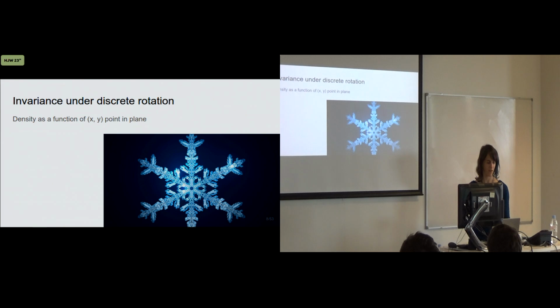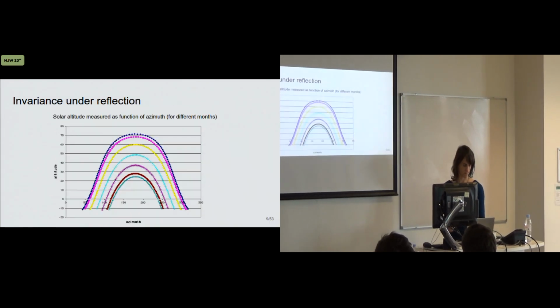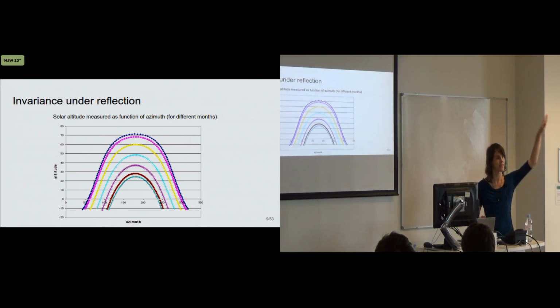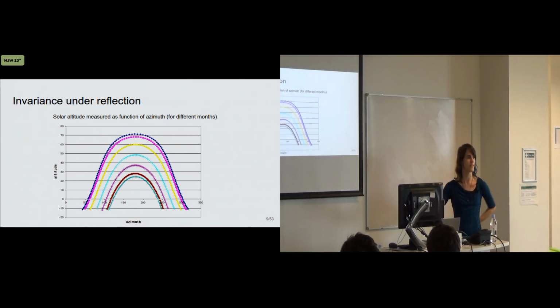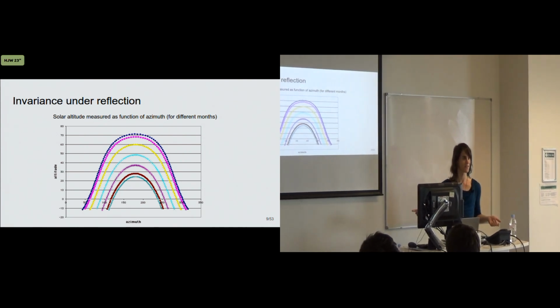So you can extrapolate to the entire image from just observing a sixth of it. Next example is reflections. So here you could think about, for example, measuring the solar altitude, how high the sun is above the horizon, as a function of its azimuth. So where is it along the horizon in the east-west direction, or as a function of time, as the sun progresses throughout the day. And you might say, okay, well, obviously it's going to be symmetric, right?